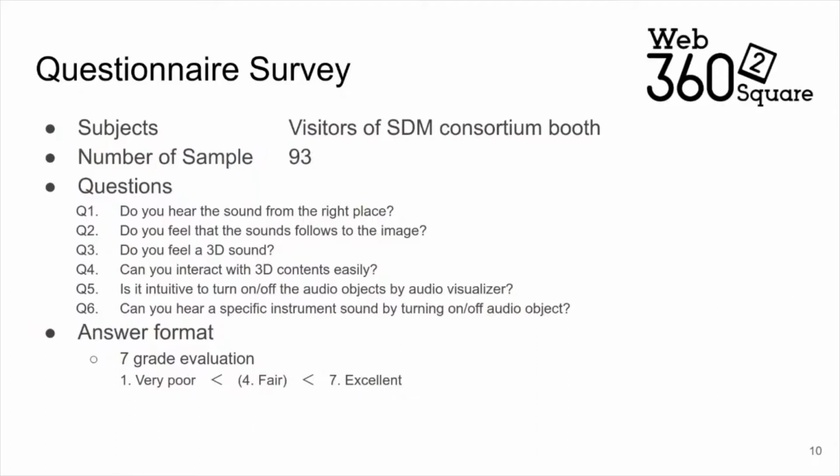First, we provided an overview of the application and explained how to use it. We then let the visitors freely play with the application and evaluate it. After the experience, the visitors completed their questionnaires and we acquired the evaluation data. The questionnaire contained 6 questions as shown on the slide. It was evaluated using the 7-point Likert scale, ranging from 1 to 7. 1 is very poor, 4 is fair, and 7 is excellent.